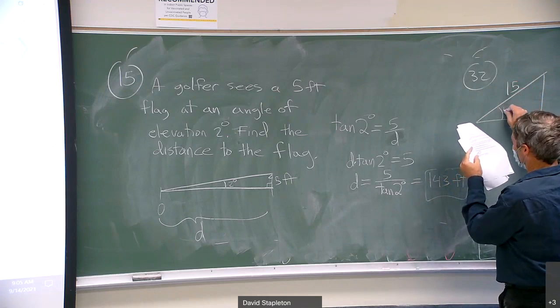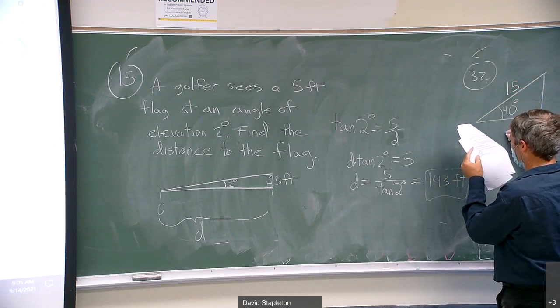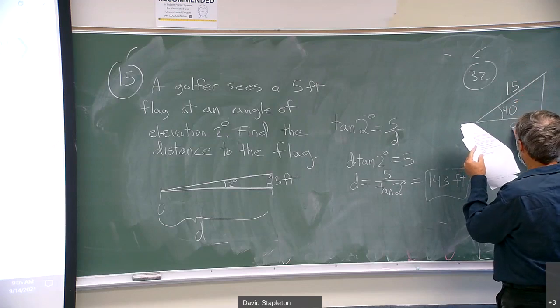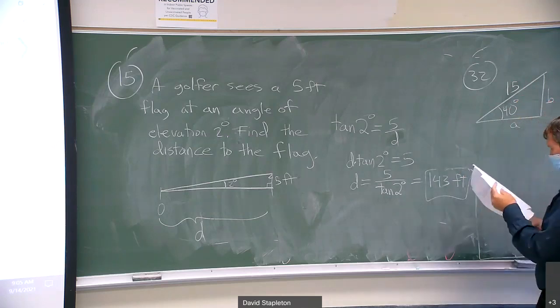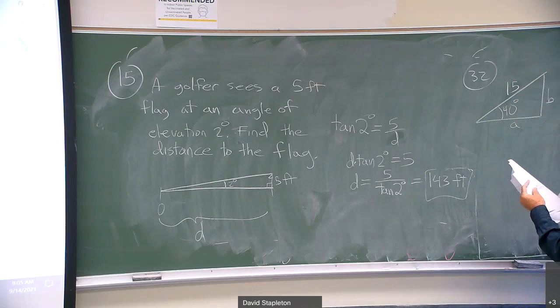15, 40 degrees, so it's not a special triangle. This one's 50 degrees. A and B. And solve. I said find each side. I'll probably say find the other angle also. But I'll just say in this one, solve the triangle.